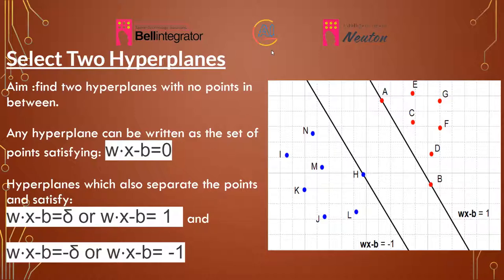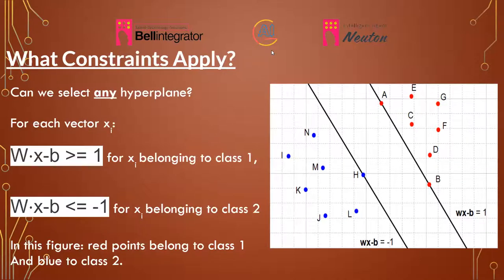Is this clear? So what constraints apply then? Can we select any hyperplane? So let's look at the constraints that these points would have to satisfy with respect to the hyperplanes. For each vector xi, w dot x minus b is greater than or equal to one, for xi belonging to class one. So for all points which lie on this side of this line, this will be greater than one because the support vectors will satisfy this equation, and all points which lie on this side will then satisfy the condition that w dot x minus b is greater than one, and equality is achieved in case of the support vectors.